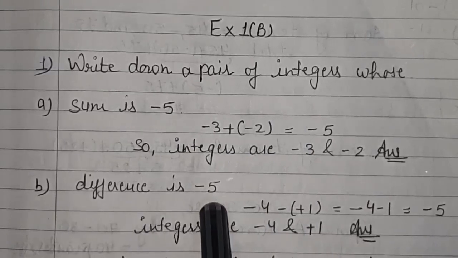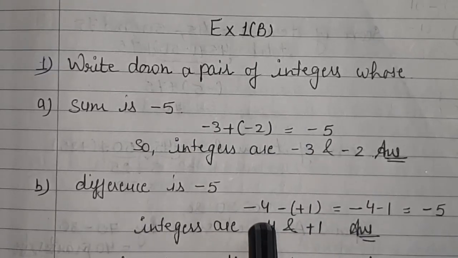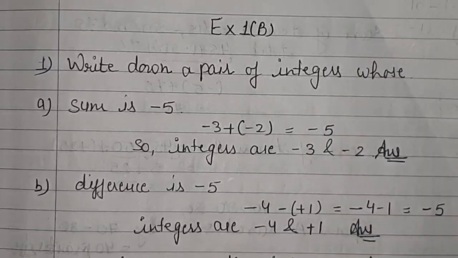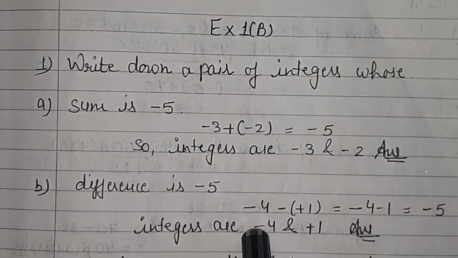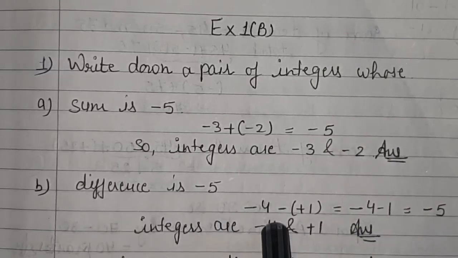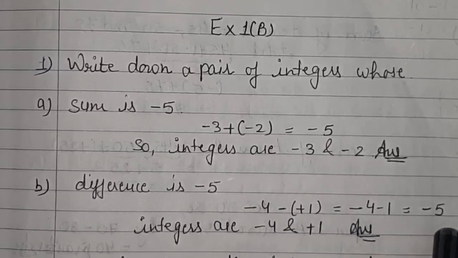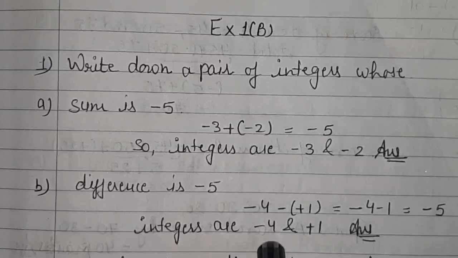Now come to B part. Difference is -5. I have taken -4 and +1. You can write your own answer also. Right? So -4 minus +1, when you solve, the answer will be -5. So integers are -4 and +1.